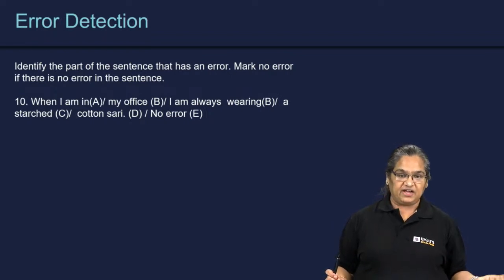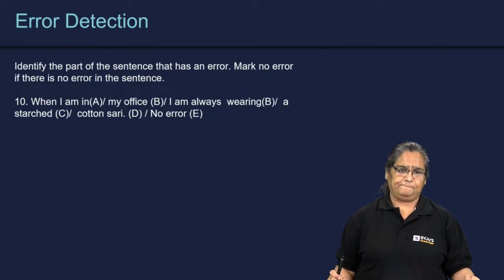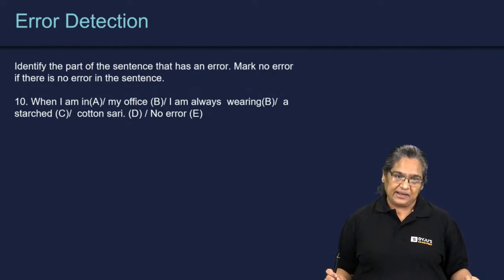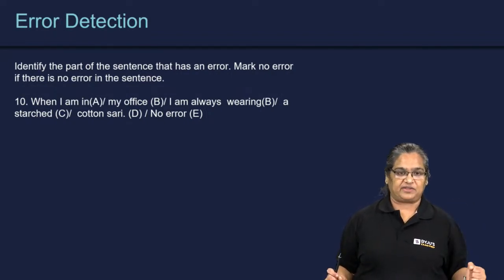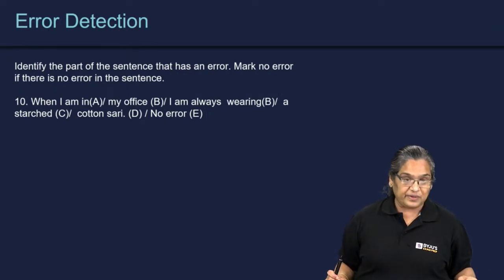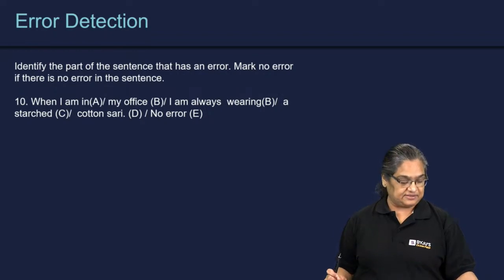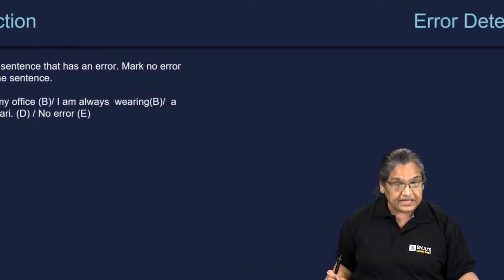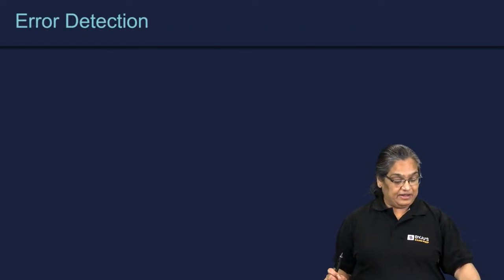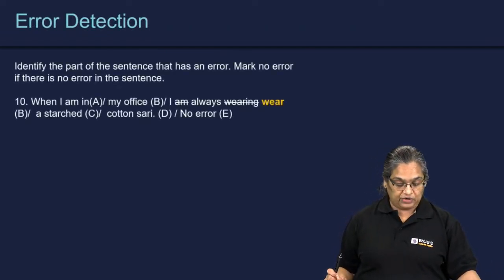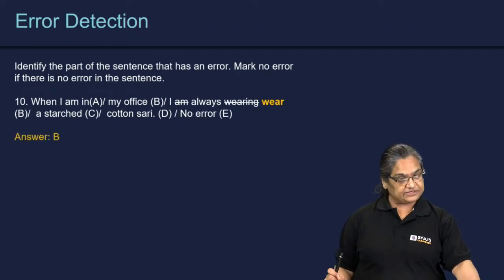Am always wearing, will be always wearing, what should I say in 10? Quickly. Most of the time, this is my avatar. Question 10. What's the answer? Achal, what's the answer? When you're talking of something that you do as a habit, then you have to say, I always wear, not I'm always wearing.